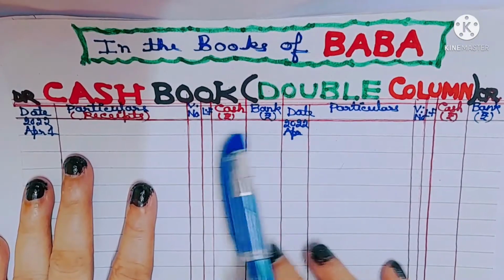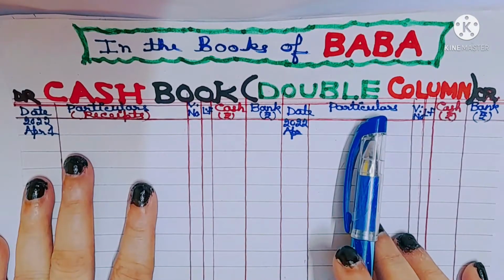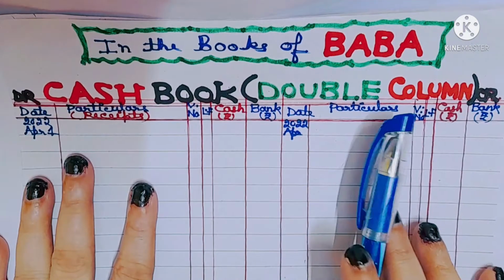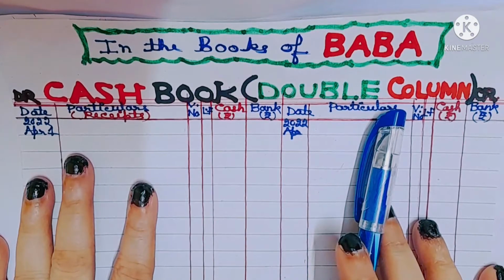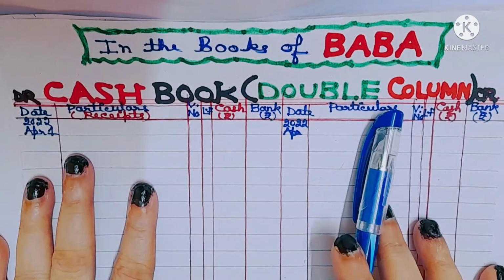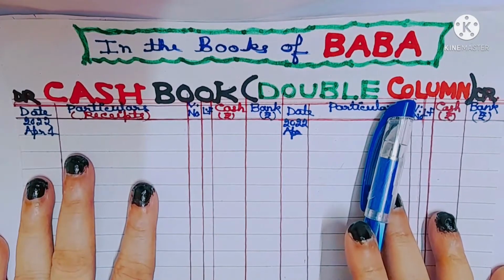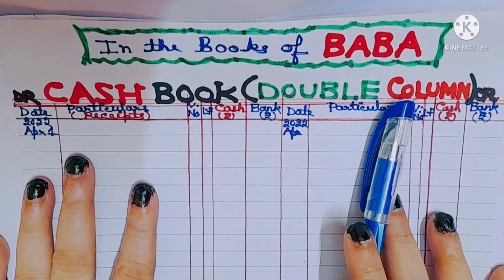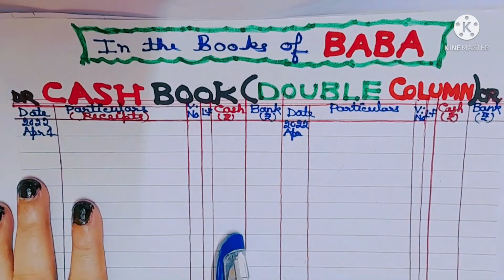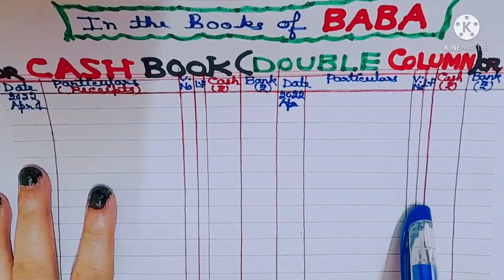Please remember, a cash book, be it a single column or a double column or a triple column, does not record credit transactions. A cash book always records cash transactions, and a double column cash book with cash and bank columns only records cash transactions and banking transactions. And all cash receipts are recorded on the debit side in the cash column, and all cash payments are recorded on the credit side in the cash column.